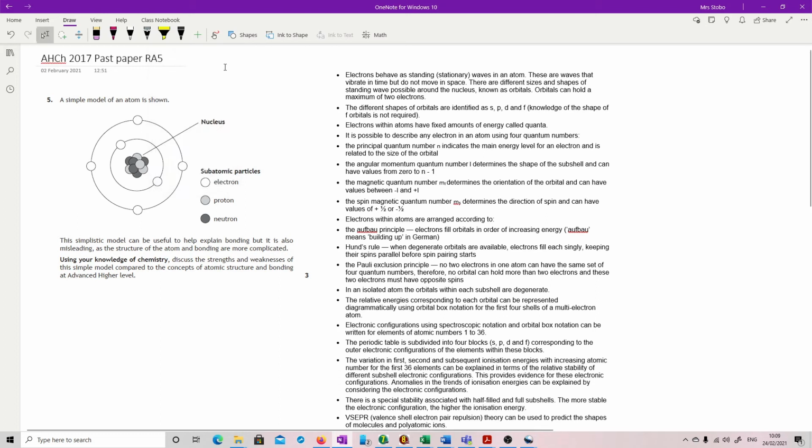Okay, question five. And it's a doozy of a question, I have to say. You'll notice I've got a huge pile of data on the right-hand side here. Okay, so a simple model of an atom is shown. You've got the nucleus, the subatomic particles, proton, electron, neutron. We've used that since first year.